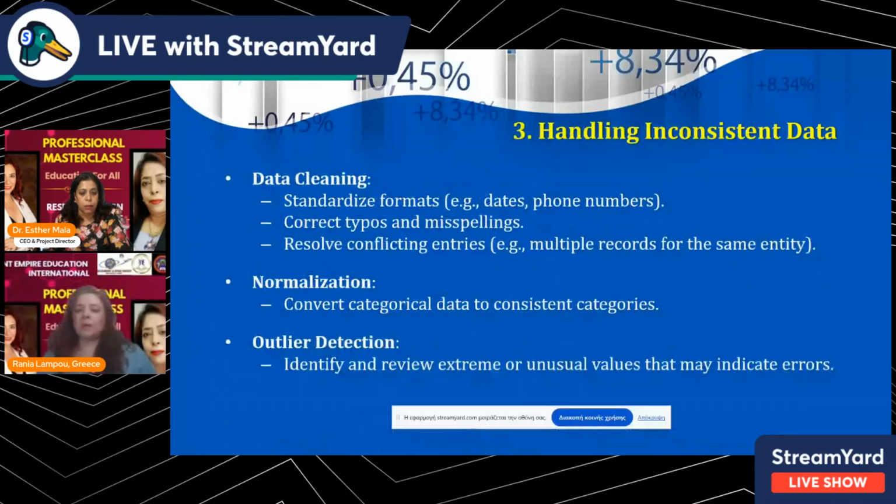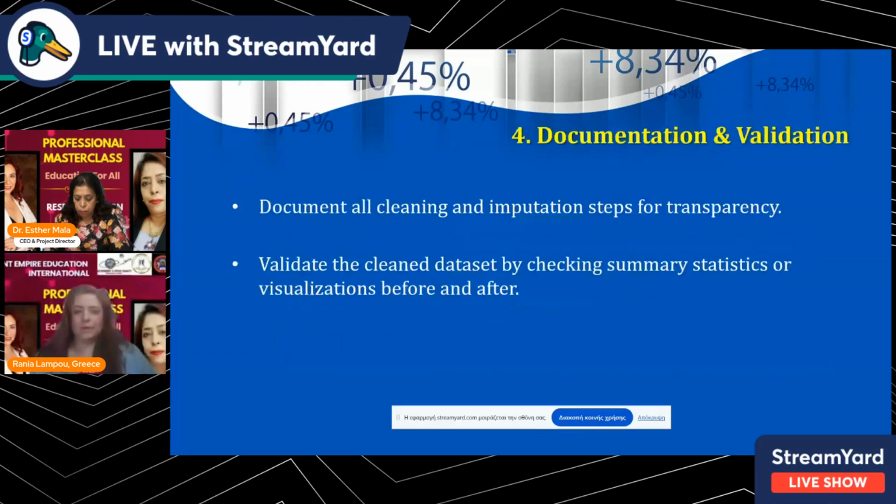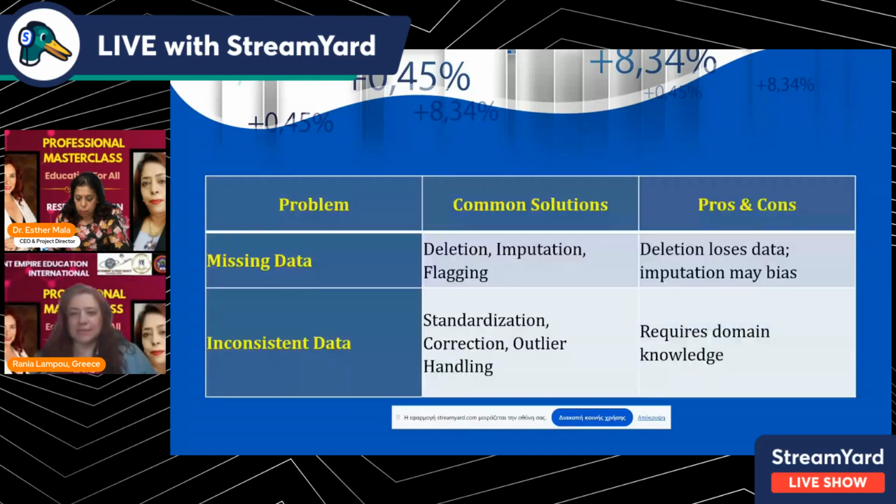Now, how can we handle inconsistent data? First, we can standardize the formats, correct the misspellings, and resolve conflicting errors with data cleaning. The normalization, when we convert the categorical data to consistent categories, and the outlier detection is when we identify and review unusual values that may indicate errors. The documentation and validation, when we document all cleaning and imputation steps for transparency. Then we validate the clean dataset by checking the summary statistics.